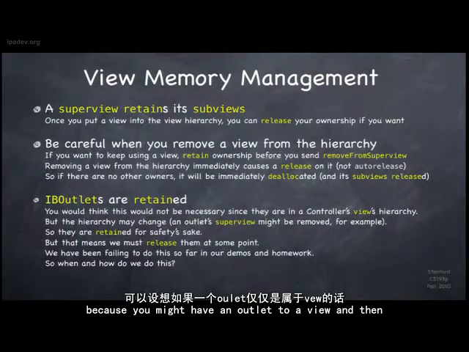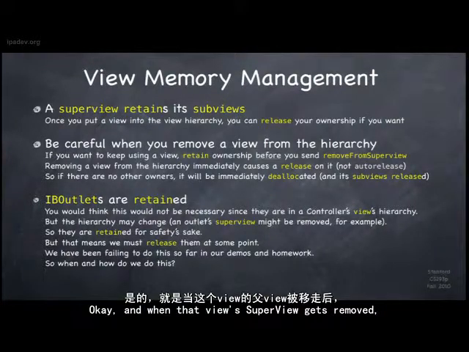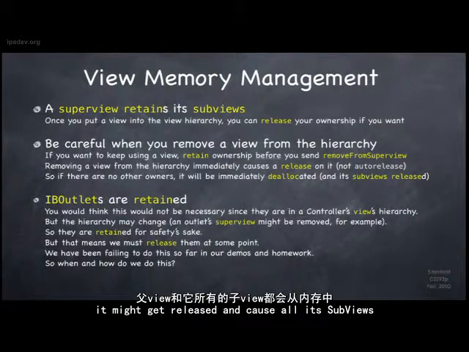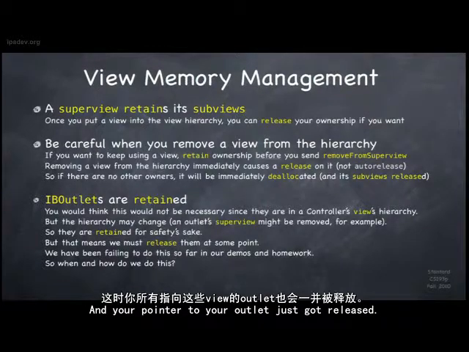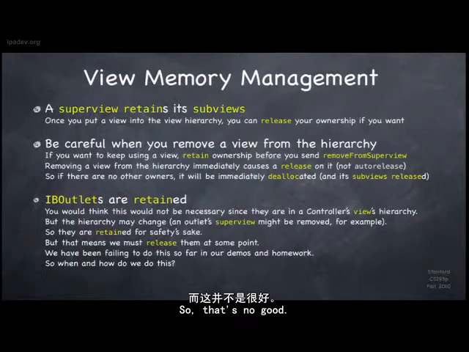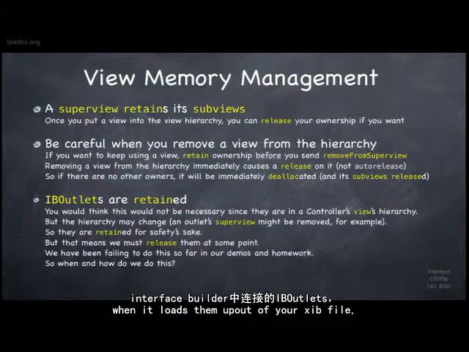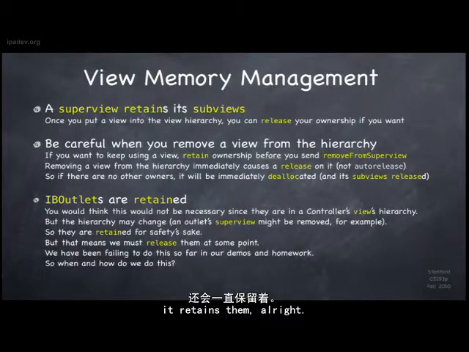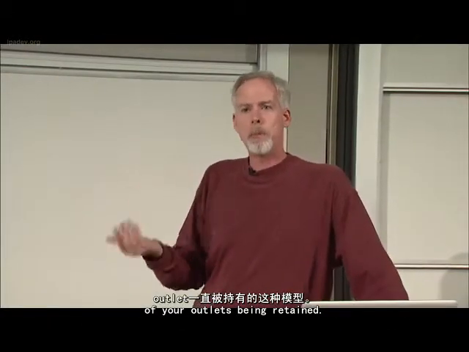Because you might have an outlet to a view, and then that view's superview gets removed, okay? And when that view's superview gets removed, it might get released and cause all its subviews to get released. And your pointer to your outlet just got released, so that's no good. So that's why IB outlets, when Interface Builder loads them up out of your zip file, it retains them. All right? And you always want to think of that model of your outlets being retained.